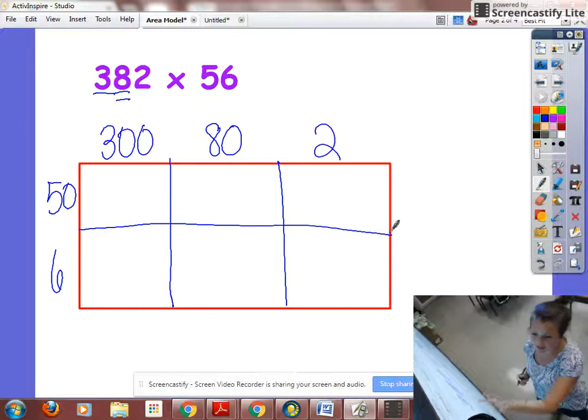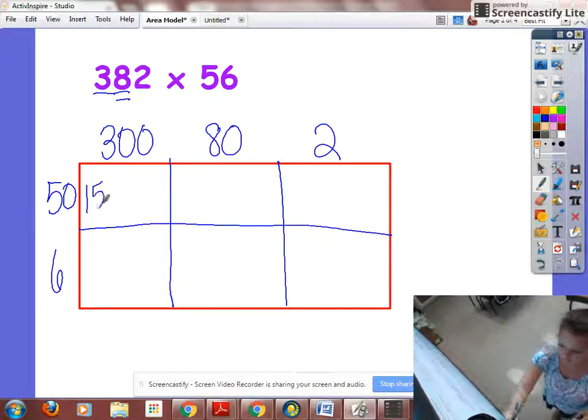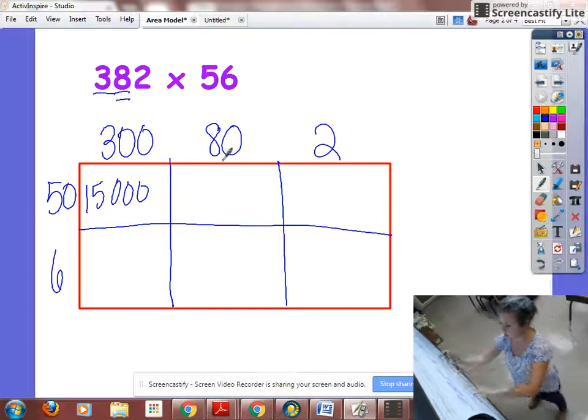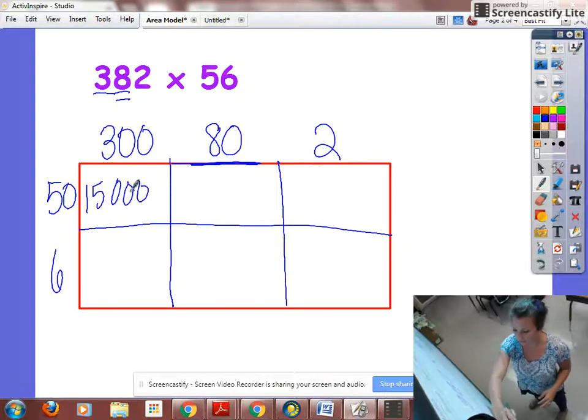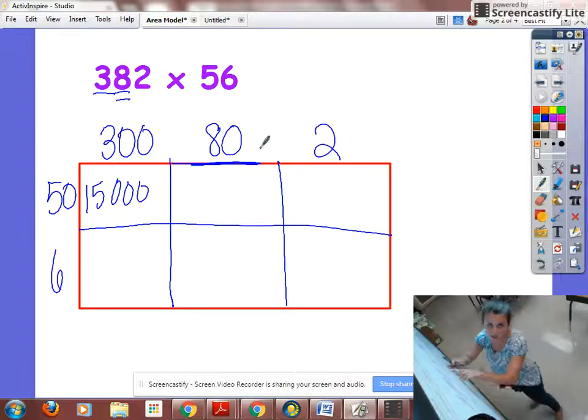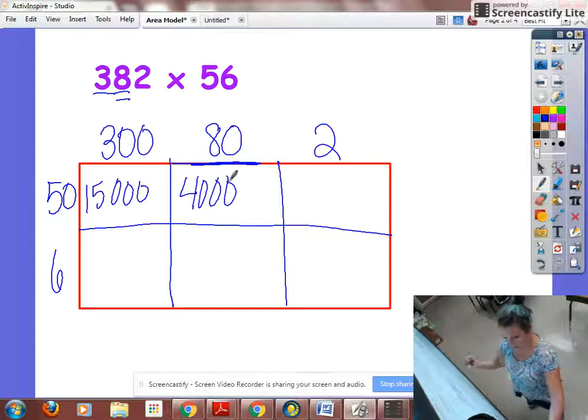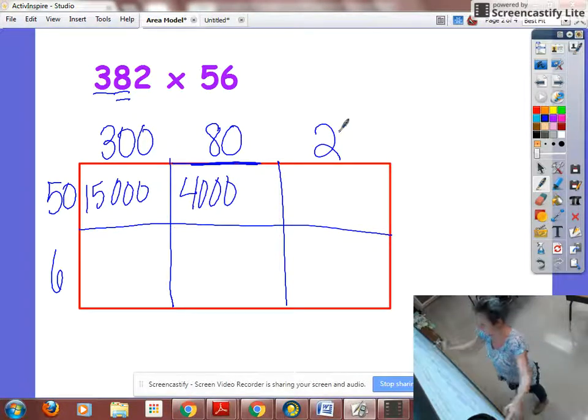So 50 times 300 is really 15 and add 3 zeros. Then at this rectangle right here, you multiply the 80 and the 50. You always multiply what's on the top of the rectangle and on the side, and you meet yourself right here in the middle. So 80 times 50, 8 times 5 is 40. Add 2 more zeros. Then I have 2 times 50, which is 100.